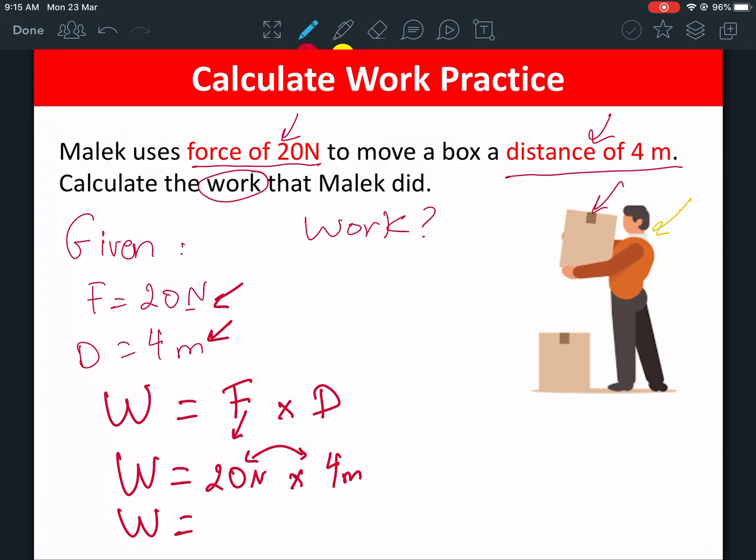How much is 20 times 4? 80. 80 what? I cannot just say 80. I have to write the unit of measurement of work. It's joules. 80 joules. So we asked you here, calculate the work that Malik did. The work that Malik did is equal to 80 joules.